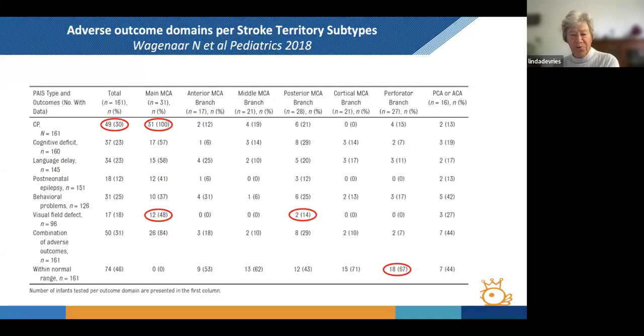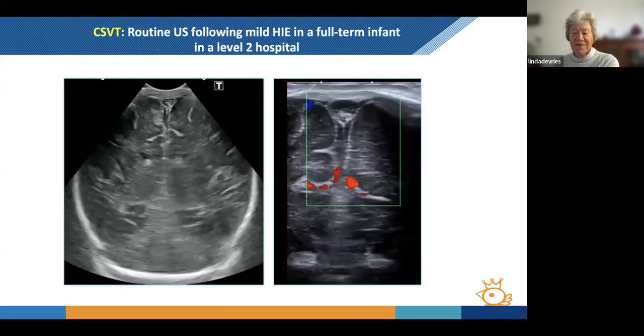So it's really important to get some tailor-made precision medicine and talk to the parents about their baby and look at where the baby did in fact have a stroke. So I find this table helpful when talking to the parents.